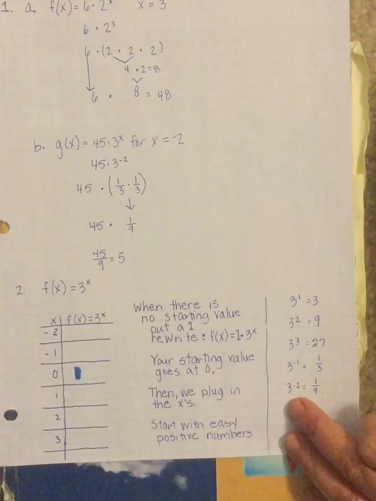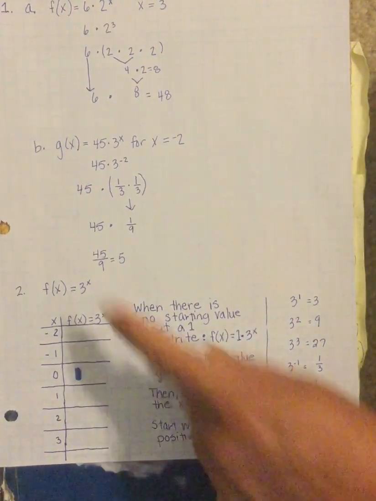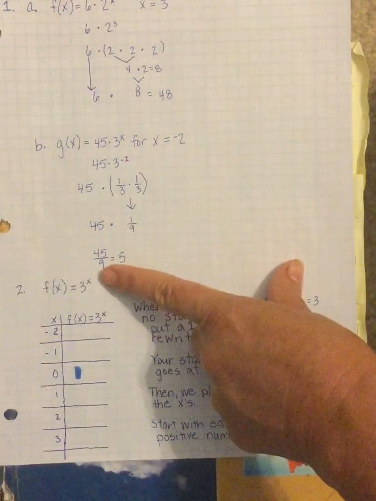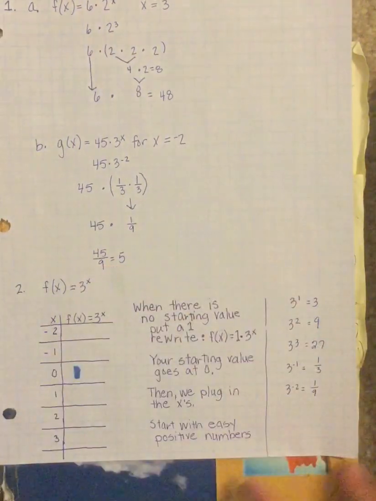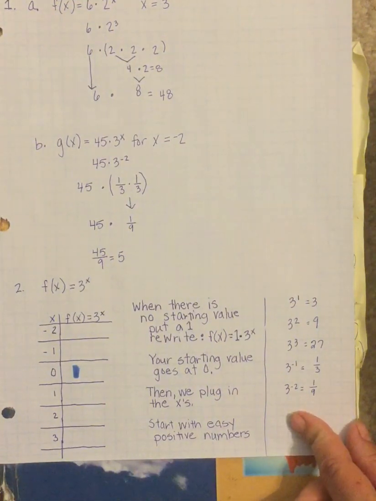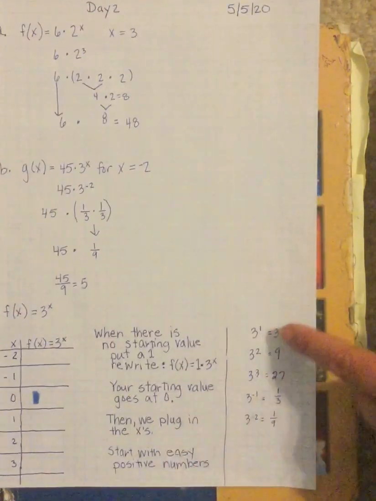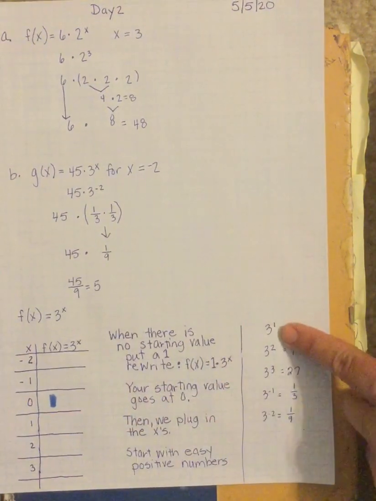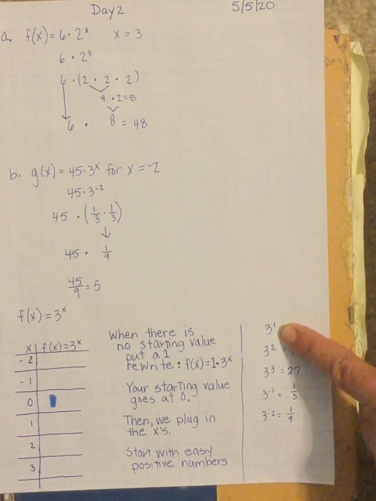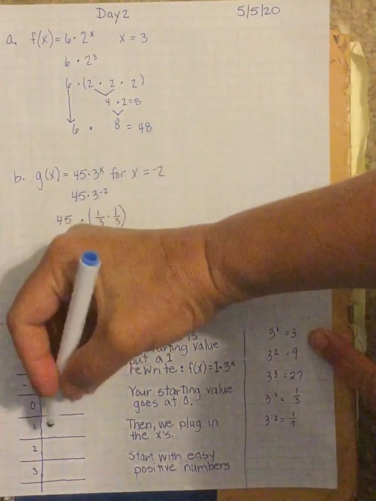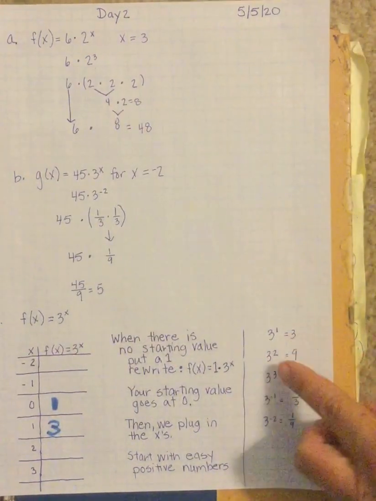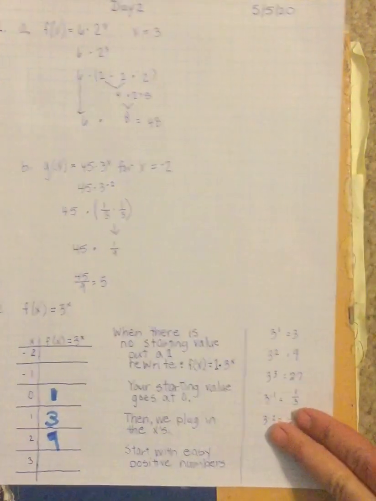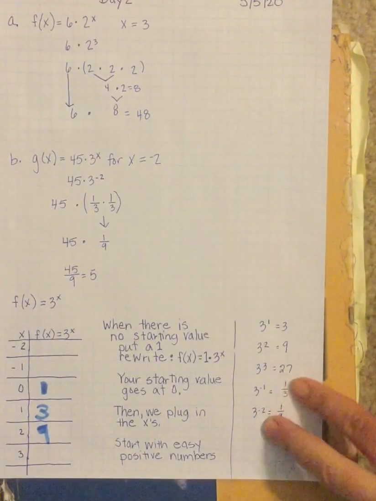And then we plug in the x's. These are your x's right here, okay? You're going to plug those in to this x here, okay? So I always start with the easy ones, okay? So if we come over here, we're going to start with this one here, okay? So we're just going to plug this in over here. 3 to the first power is just 3. So we can write 3 there, okay? 3 to the second power is 9, okay? And then 3 to the third power is 27.